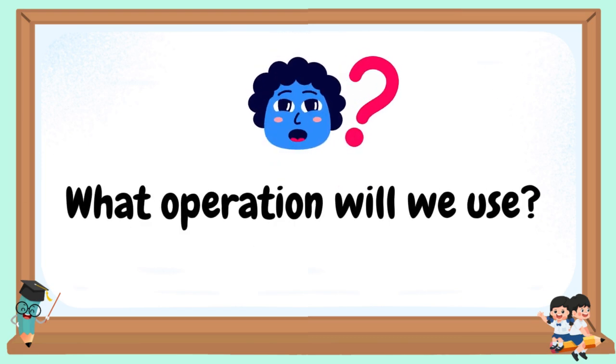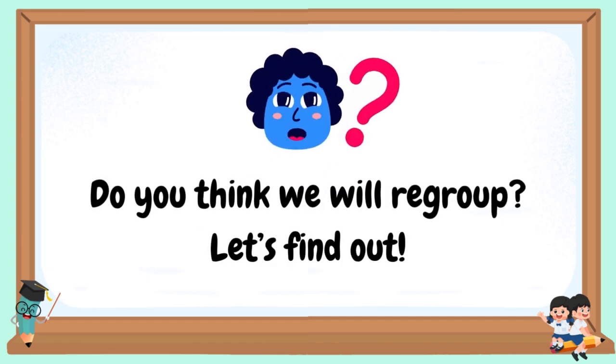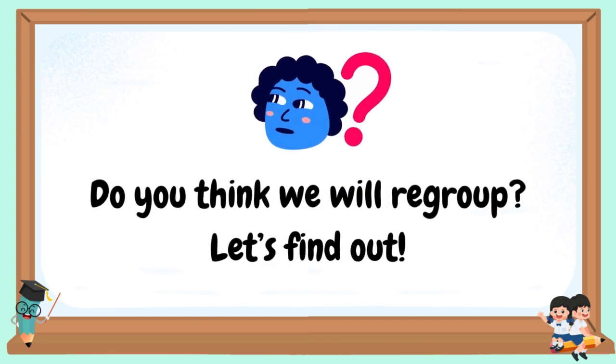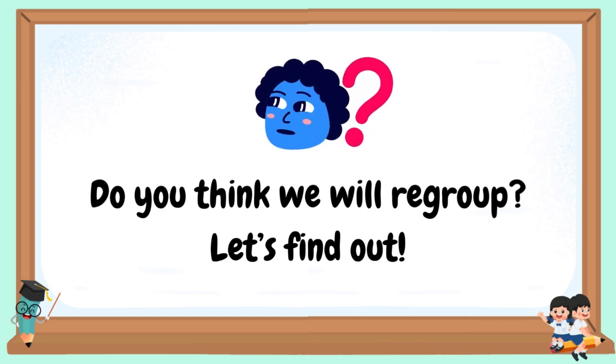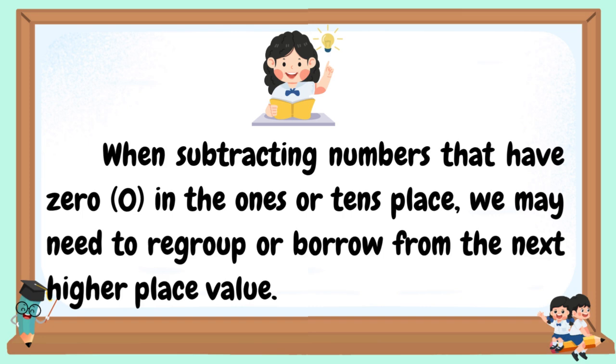What operation will we use? Answer: subtraction. Do you think we will regroup? Let's find out. When subtracting numbers that have zero in the ones or tens place, we may need to regroup or borrow from the next higher place value.